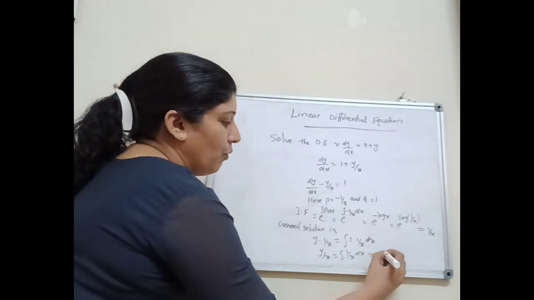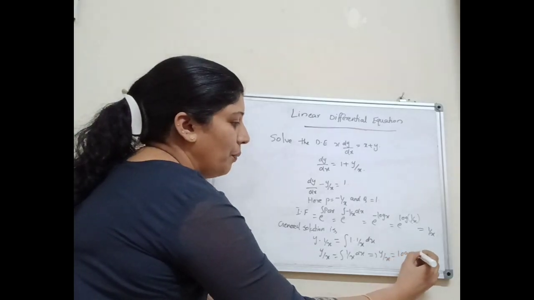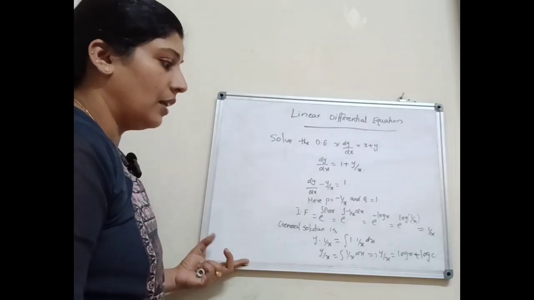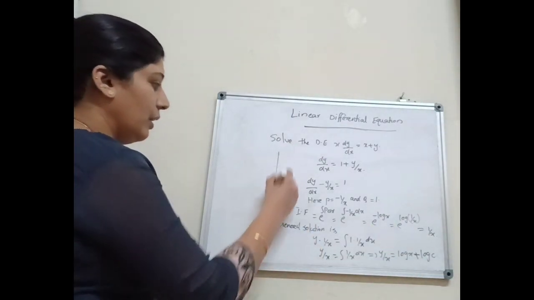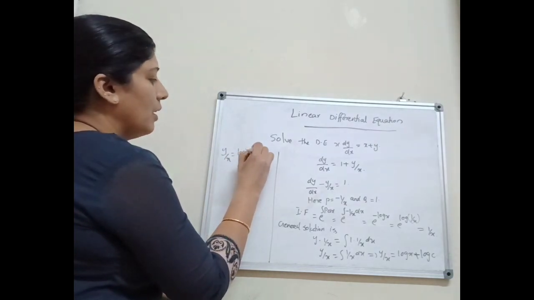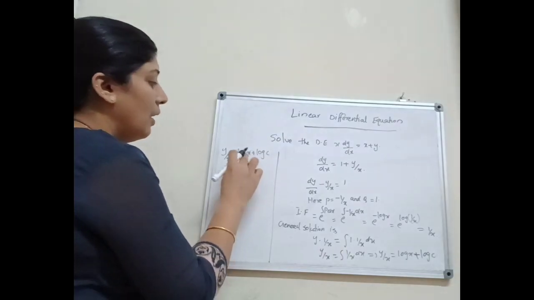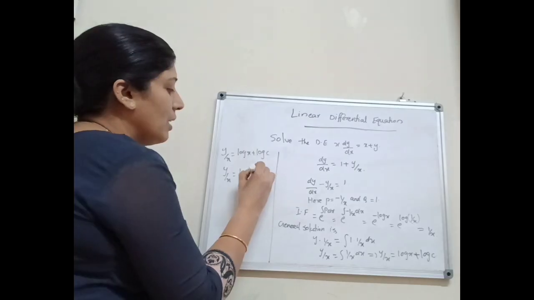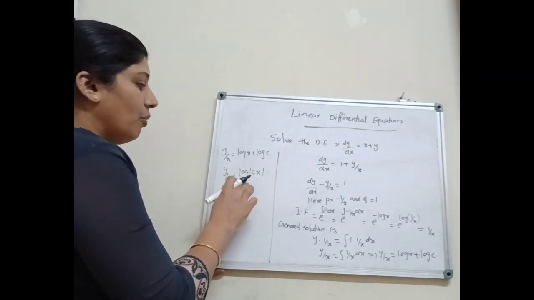Integral 1 by x is log x plus log c. Here the constant we can take as log c. That is y by x equals log x plus log c. That means, since log a plus log b is equal to log ab, it is equal to log cx. Then next, y by x equals log cx.